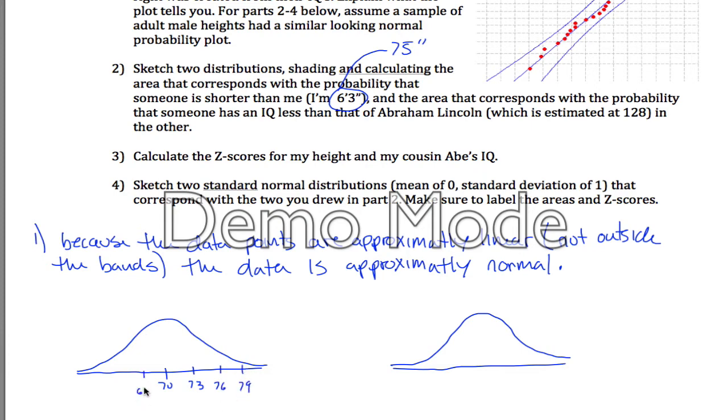So that gives us this little picture here. And so if I am 75 inches tall, that's, I don't know, somewhere over here. So I'd shade this area right here to represent the probability that somebody is shorter than me. I would not shade that area. Shorter than me would be on this side. Good enough?